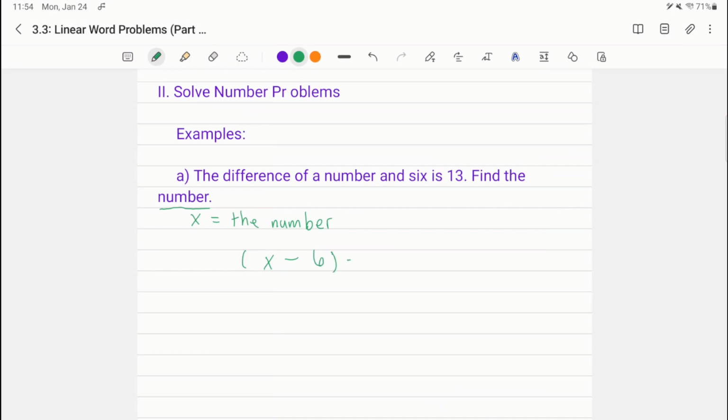parentheses is 13. Now after I wrote this one, I notice I don't need those parentheses because there's nothing on that side with them. So I am going to erase them. I just get in the habit of always putting them so I don't forget them when I do need them. And then we just add 6 to both sides, and the number we're looking for is 19.